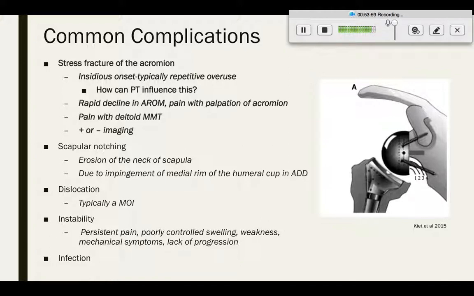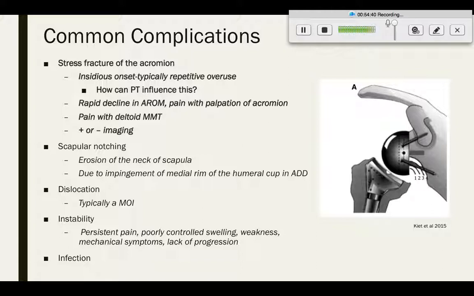Common complications: stress fracture of the acromion can be a common one. So when we think about stress fractures, those are repetitive stress type injuries. Typically it's an insidious onset from repeated overuse. So how can PT influence this? Well, let's think about the acromion and the anatomy. If we're thinking cyclic, repetitive overhead motion and having our patients perform those types of exercises in the home setting too, this can potentially predispose a patient, especially one that say has poor bone quality or bone stock, to this type of injury.